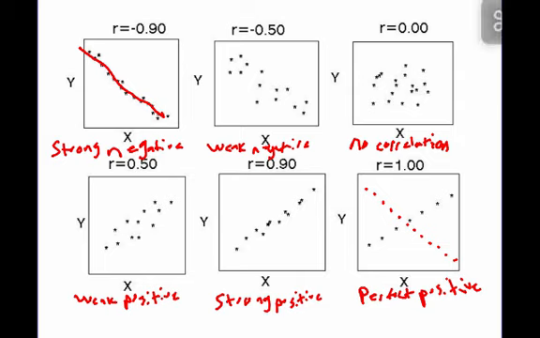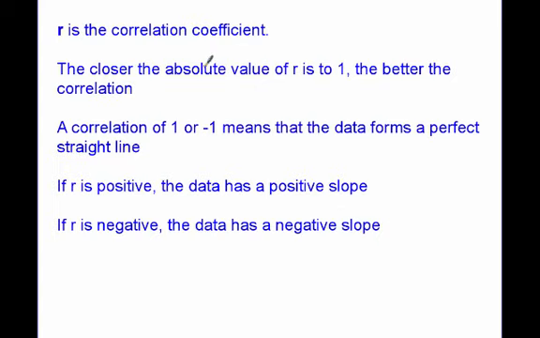You get the idea. Now these numbers up here are important. These R's, R is what's called the correlation coefficient. All right, it's a vocab word you need to know. Okay, and the closer the absolute value of R is to 1, the better the correlation. A correlation of 1 or -1 means that the data forms a perfectly straight line.